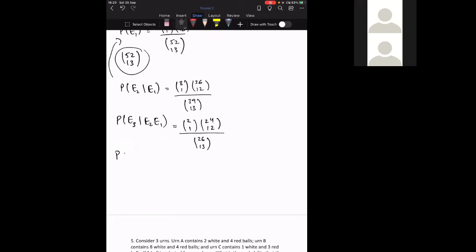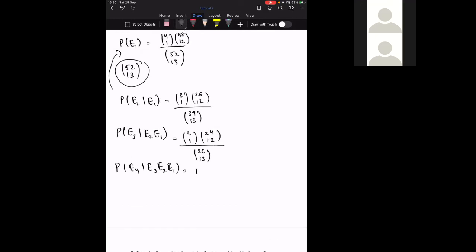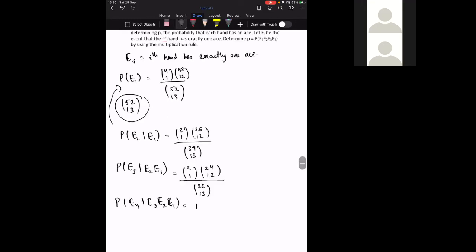So here is the last one. E4 given the previous three events, which we know will influence it. But the thing is, we've already chosen 3 hands in which there was an ace. So automatically, the fourth hand would need to have the fourth ace. So this probability is just going to be 1. Yep. So now we know the probability of E1.